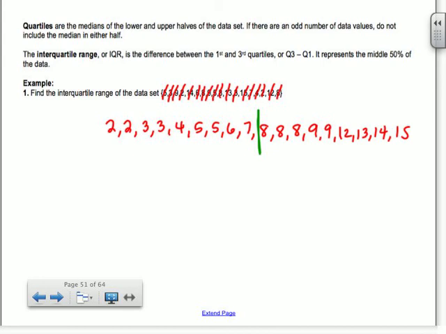Now we find the medians of the upper and lower halves. We have 9 numbers, so I'm going to go over 4: 1, 2, 3, 4. The number in the middle is my median. That is Q1. Do you understand why it's called Q1? Yes, because it's the median of the first. So here's the first quartile.